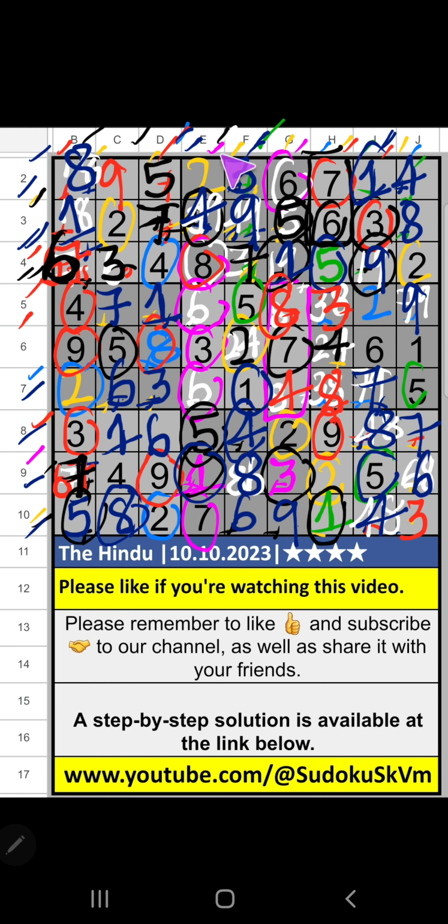Fifth grid, column E, 2 numbers are remaining, 6 and 9. Seventh row, we have 6. So 6 can't come in the cell. 6 is confirmed here. Then 9 is here.